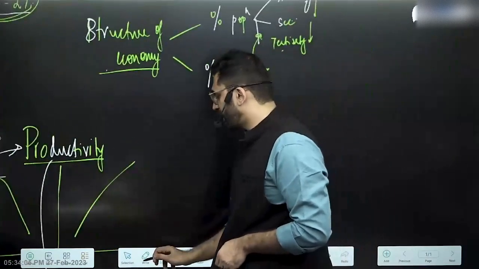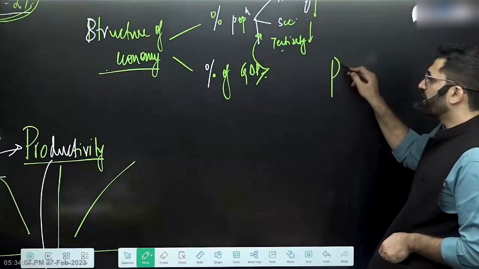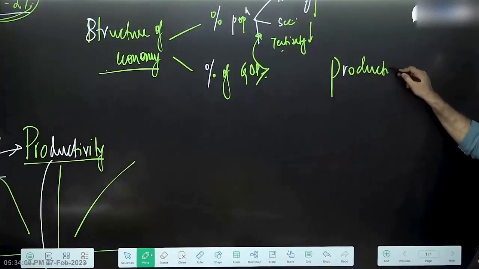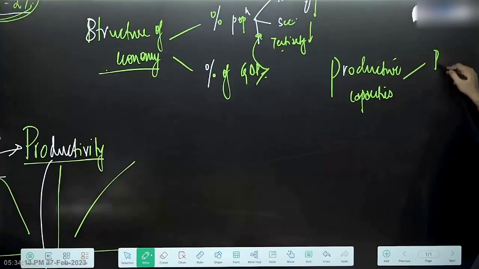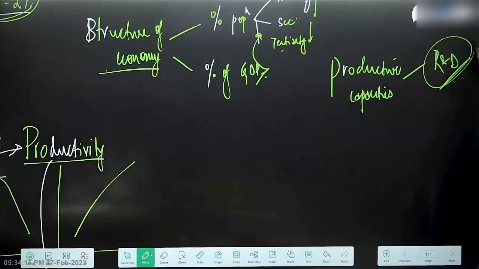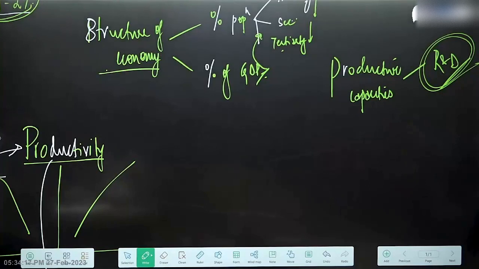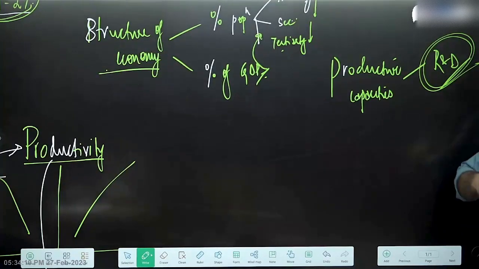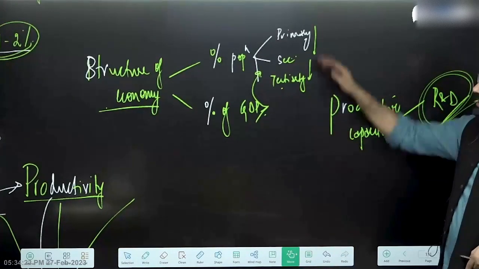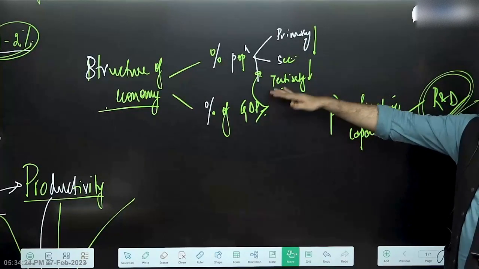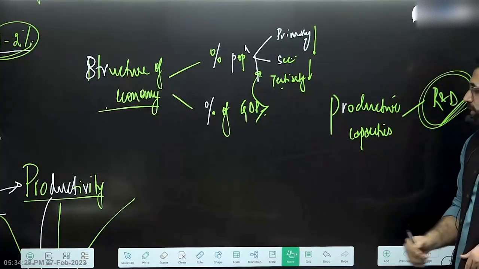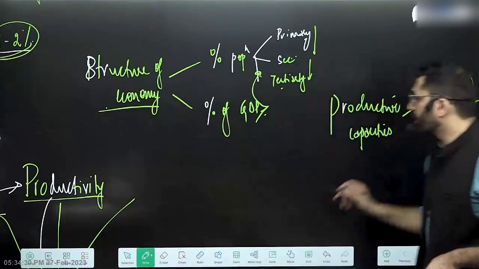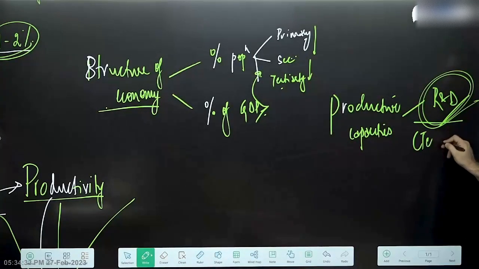Investments in improving your productive capacities. And how do you improve your productive capacities? Through your technology. Technology is what will make the transition from primary to secondary to tertiary. If you don't have the technology, this transformation will not happen. Along with the productive capacities, that is your technology, what else would you need?